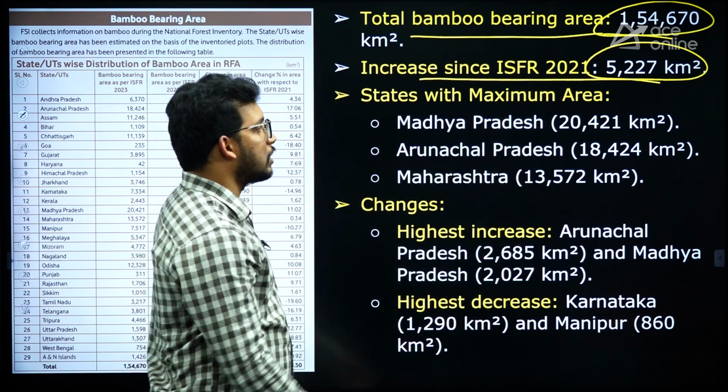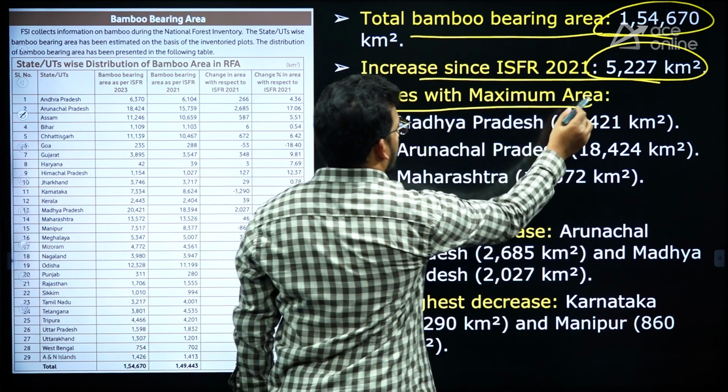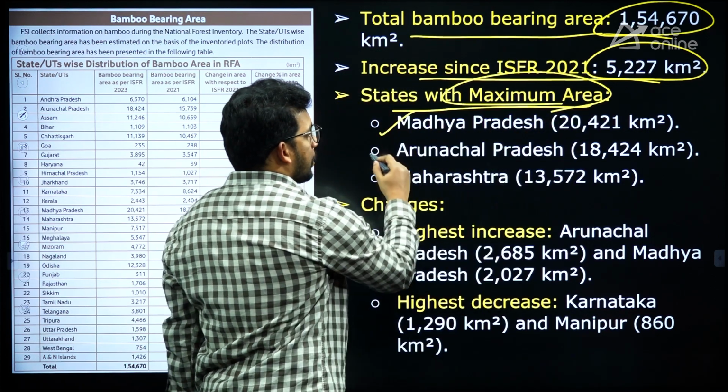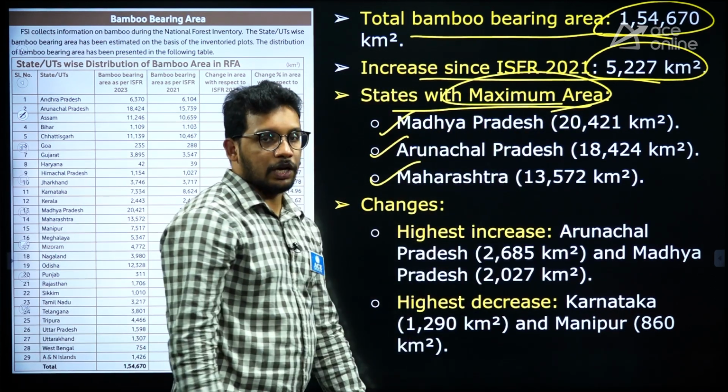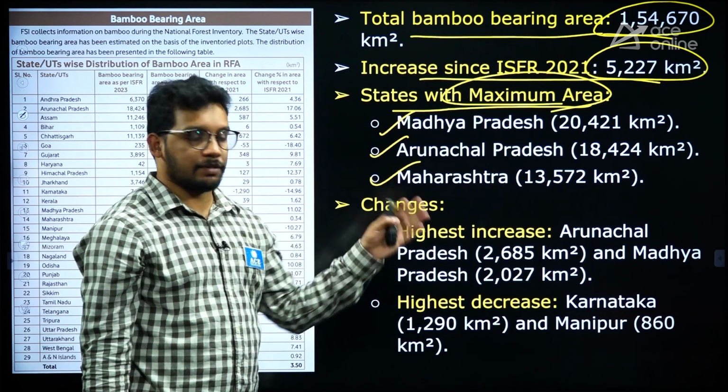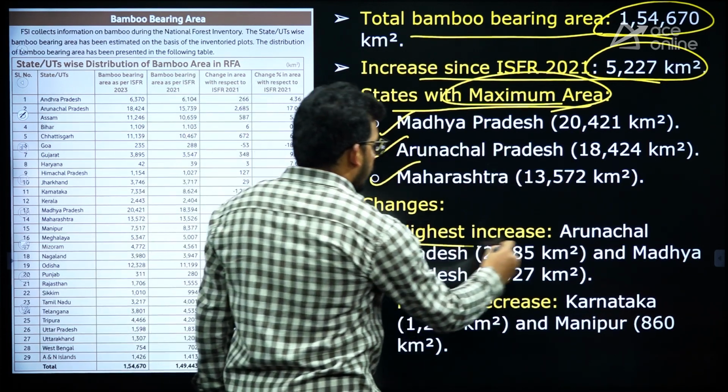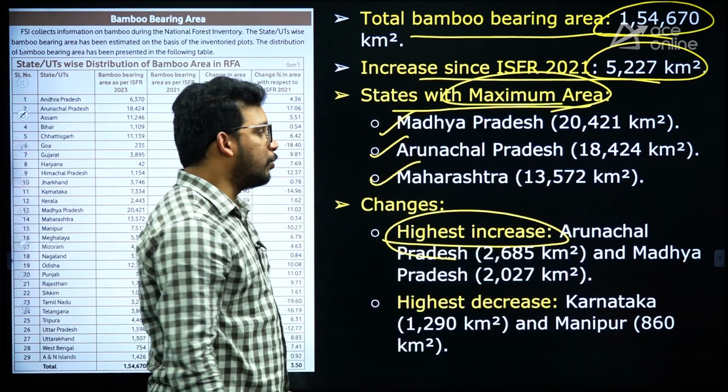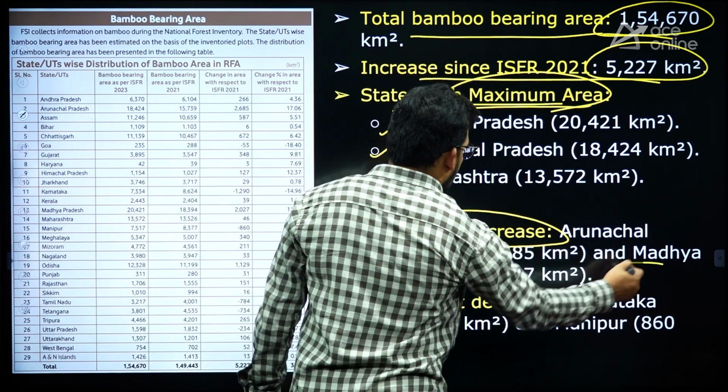5,227 square kilometers. And which states has the highest maximum bamboo cover? Madhya Pradesh, Arunachal Pradesh, Maharashtra. So these three states has the highest bamboo cover, and highest increase of the total bamboo cover was seen by Arunachal Pradesh and Madhya Pradesh.